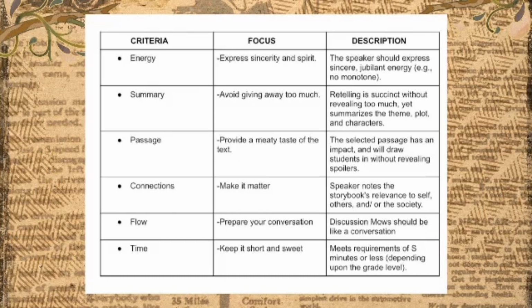So the third one is the passage. This passage is under the criteria, and its focus is to provide a metaphor of the text. The description for the passage is: the selected passage has an impact and will draw students in without revealing spoilers. So the fourth one is the connection, under the criteria, and its focus is make it matter. The description is: speaker notes the storybook's relevance to self, others, and or the society.